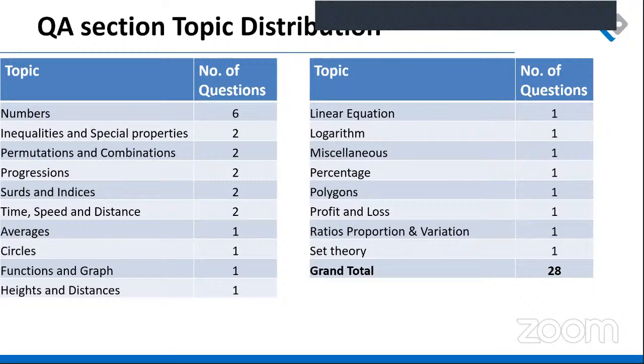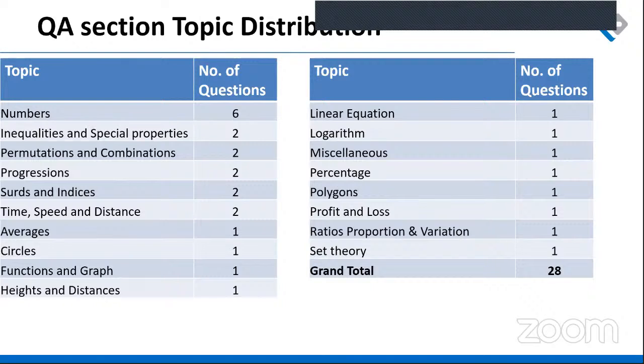Averages, circles, functions and graphs, heights and distance, linear equations, logarithms. There was one miscellaneous question, which you cannot put into any of these topics. Percentage, polygons, profit loss, ratio proportion and set theory. Just one question from set theory.